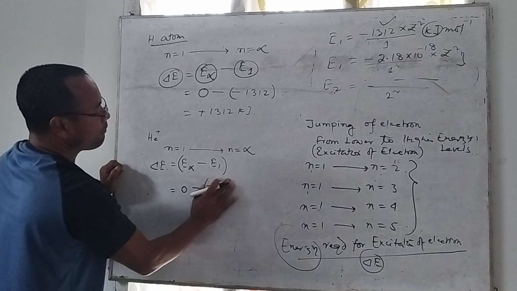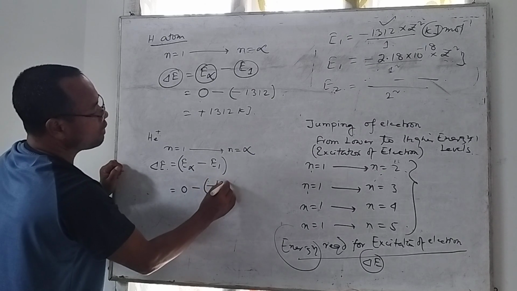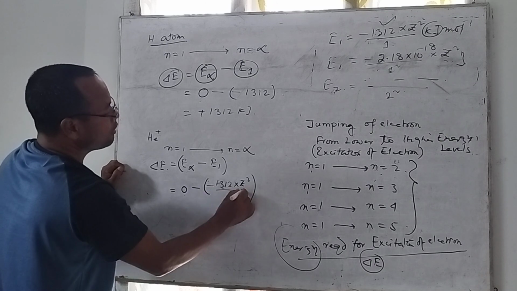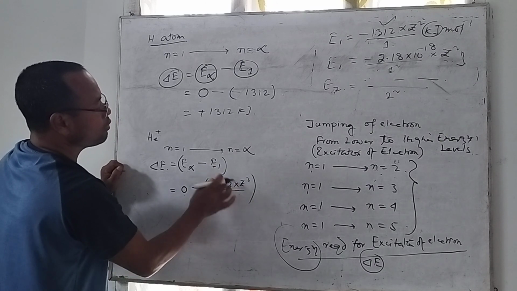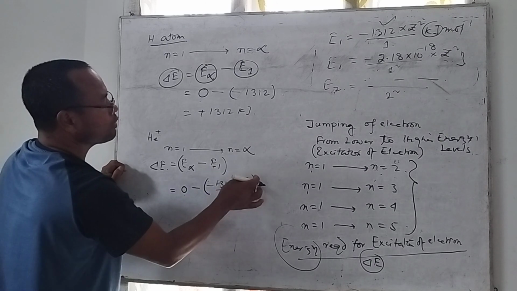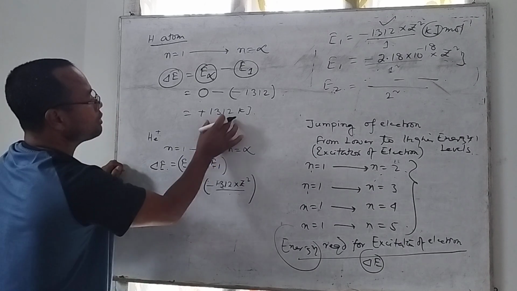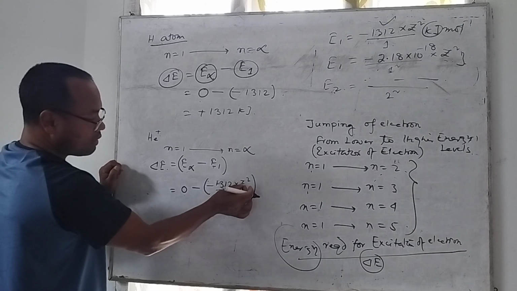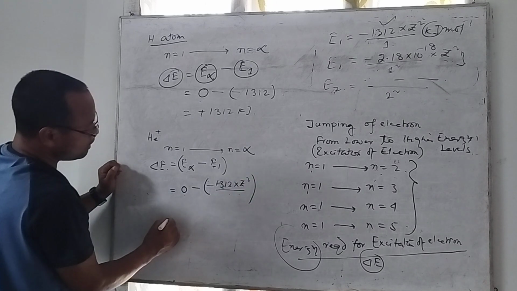Let me take 1312 into Z square divided by 1 square. Same 1 square, so here Z square is more. This 1312 is the same here. Only the addition is Z square. So here I write it.